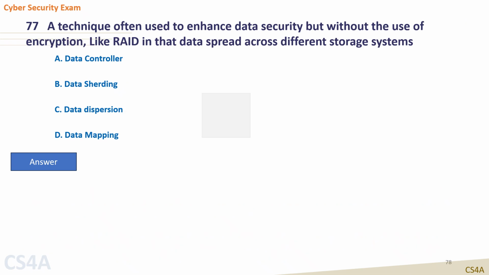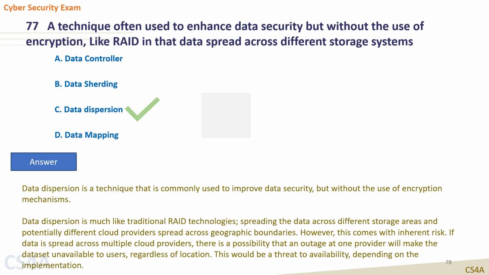So here the question is, a technique often used to enhance data security but without the use of encryption, like RAID, in that data is spread across different storage systems. Data controllers, shredding, data dispersion, and data mapping. So out of the four, option C is the correct one. Data dispersion is a mechanism to store the data in different storage at the storage provider. We split the data and store it in different data storage providers to ensure the data security.